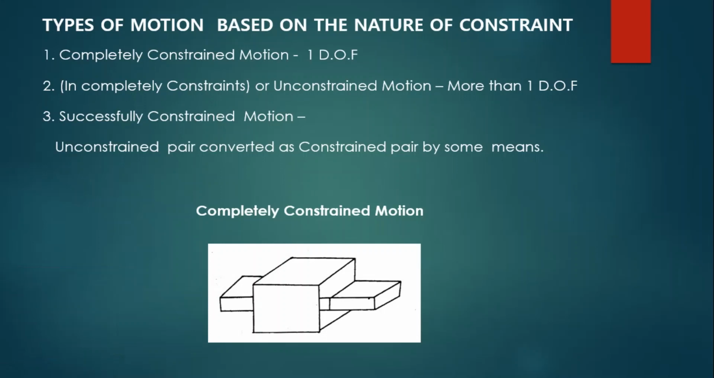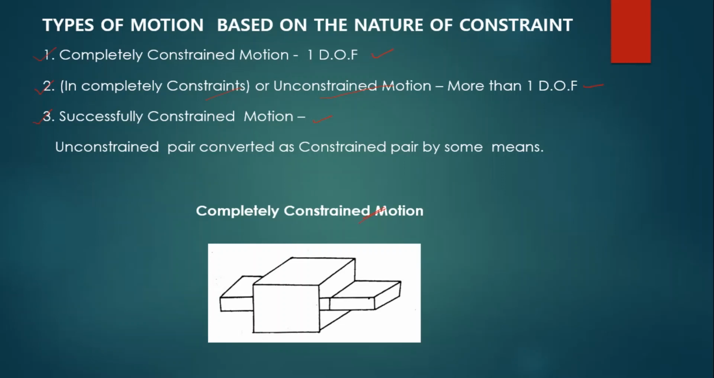We are mechanical engineers. So now we will discuss the types of motion based on the nature of constraints. This is majorly divided into three categories. One is completely constrained motion, the second is incompletely constrained motion or unconstrained motion, and the third one is successfully constrained motion or partially constrained motion, right? So let us discuss one by one. First we will discuss completely constrained motion.